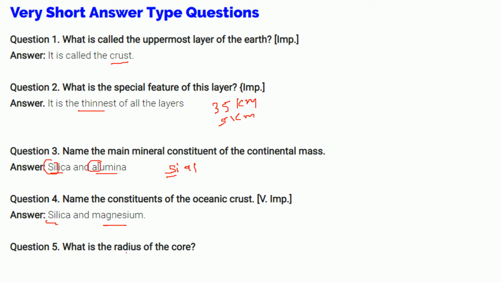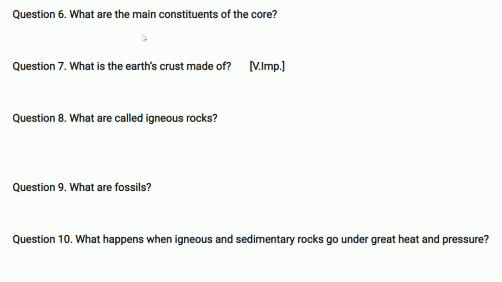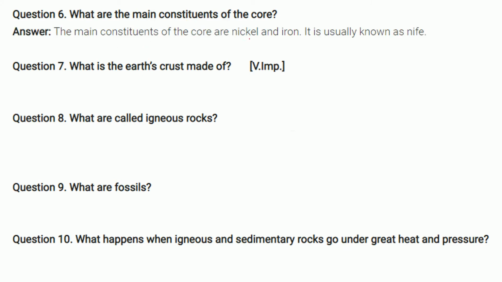What is the radius of the core? The radius of the core is around 3500 kilometers. What are the main constituents of the core? The main constituents of the core are nickel and iron. That is why we call it Ni for nickel, Fe for ferrous, that is iron. It is known as Nife.